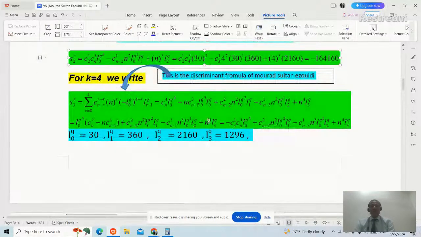Now, learners, we should determine the value of S3, the last value for this polynomial, and then we are going to think of the coming polynomial, which will be raised to the power 5. Therefore, now for k equal 4, we write S3. S3 is the sum from r = 0 to 4 of combination (n minus r) choose (4 minus r), raised to the power r, between parentheses, negative L0 of dq raised to the power 4 minus r times L(r minus 1) of dq. This is the discriminant formula of Mourad Sultan Ezouidi for any polynomial to the power n.